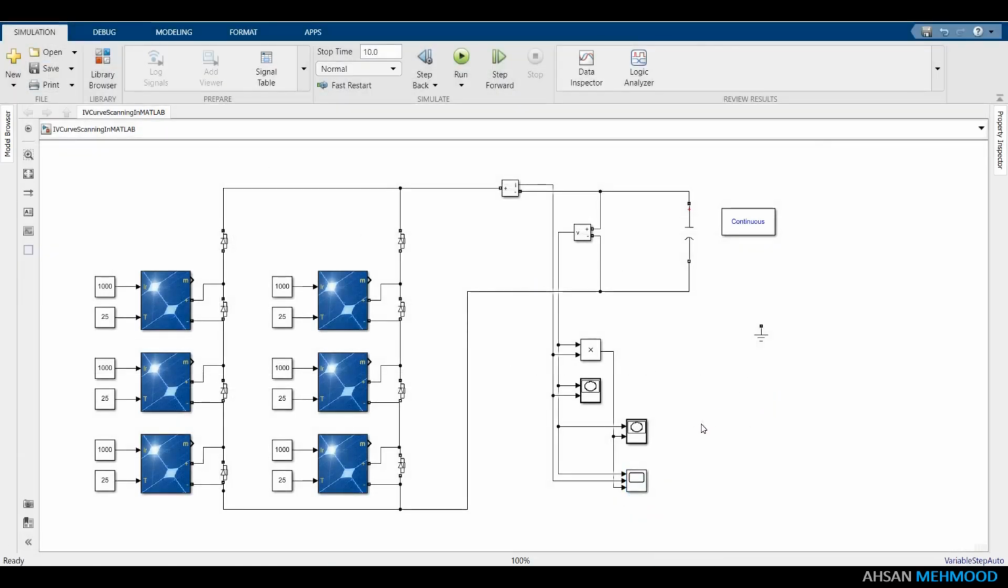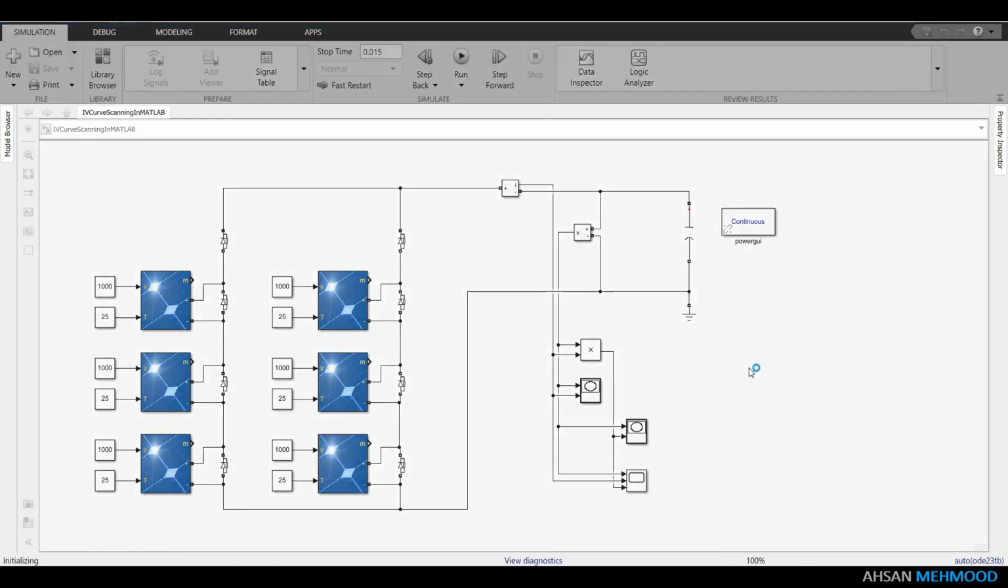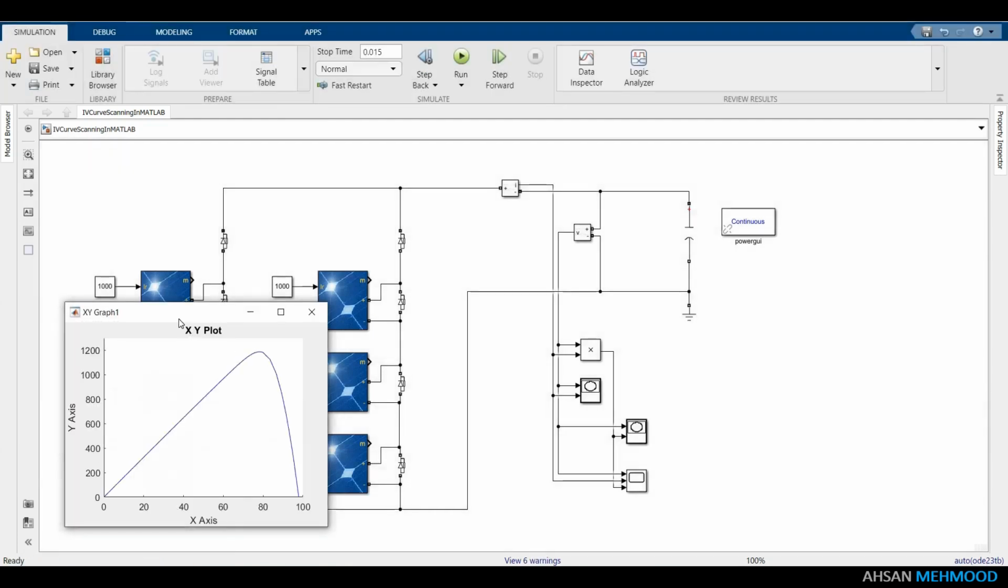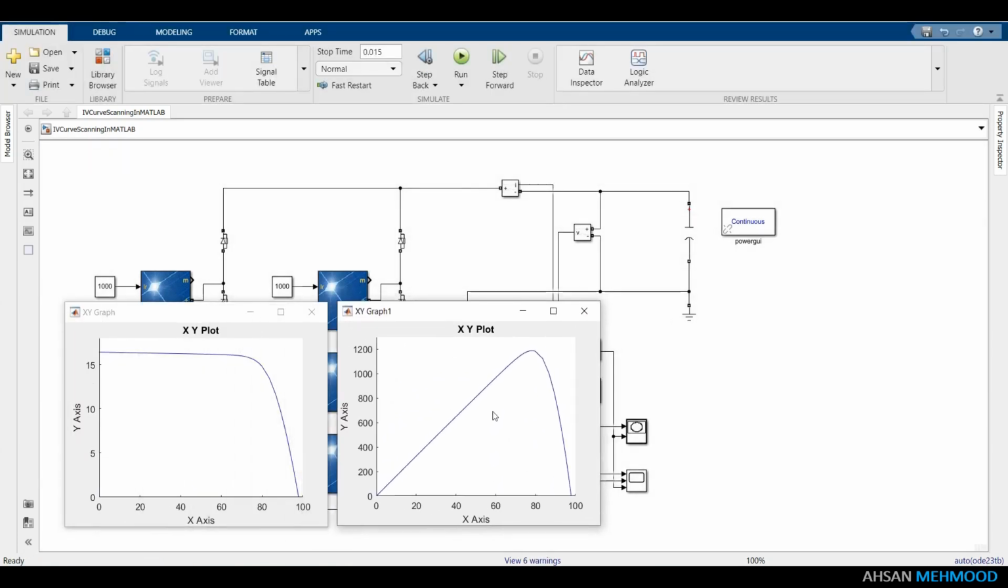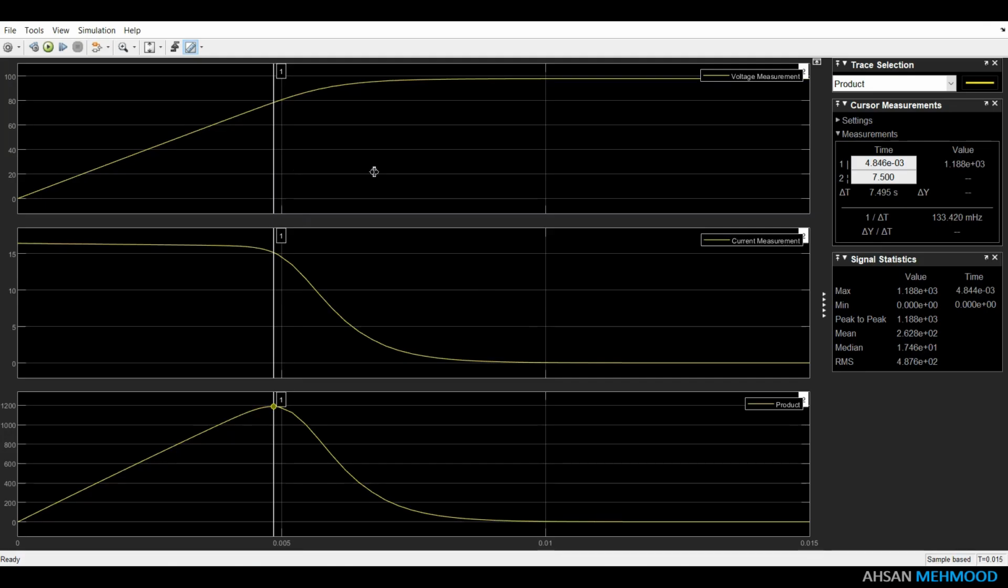Connect ground to the negative rail. Our offline IV curve scanner circuit is ready and now we will run the simulation for 15 milliseconds. The overall shape of IV and PV curves is shown by XY graphs and the scope block is used to measure signal value at a specific time instant.